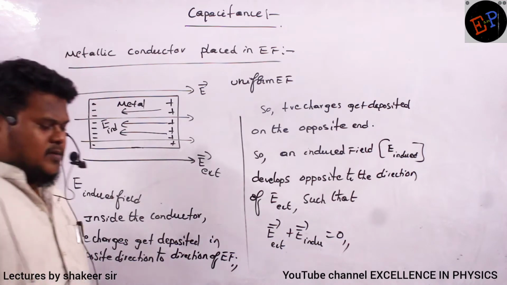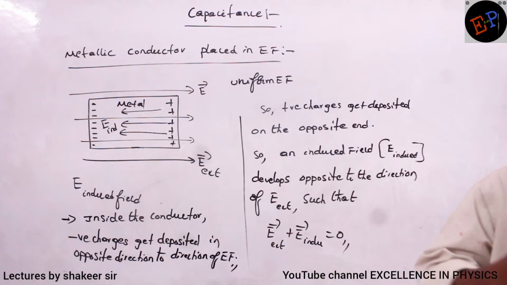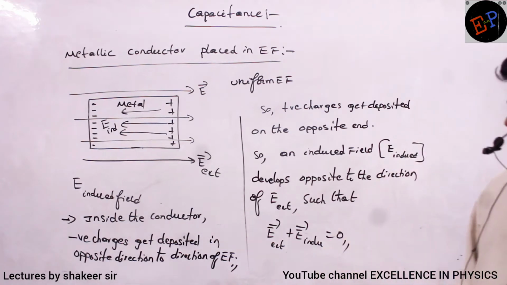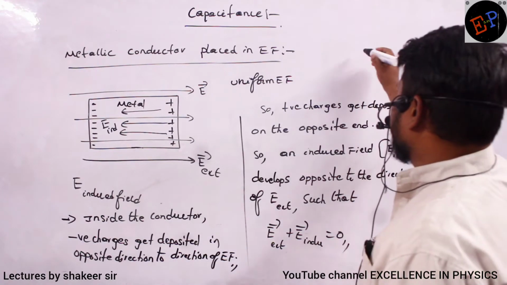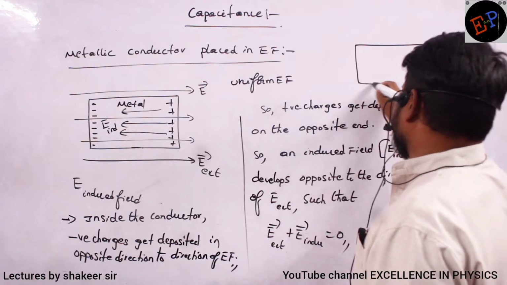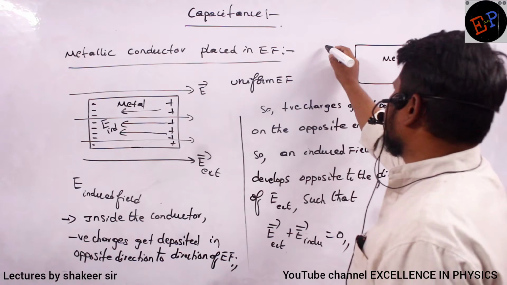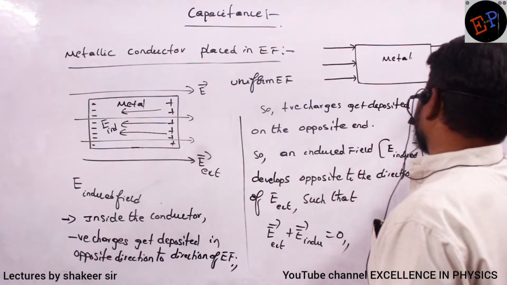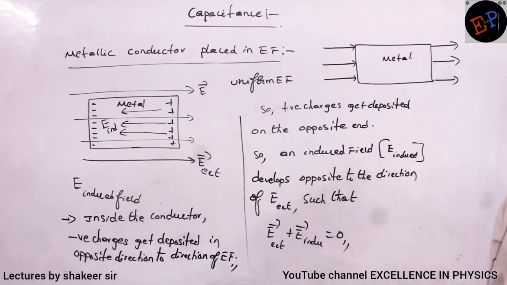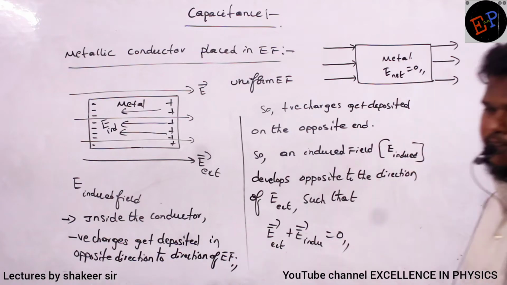Clear, no? So therefore, the applied electric field and the induced electric field will get cancelled with each other. Therefore, what is the net field inside the conductor? The net field inside the conductor will become 0. So this is one point which you should understand. If this is the metal conductor, the electric lines will just be passing out of the conductor. But inside the conductor, the net electric field will be how much? The net electric field will be 0.